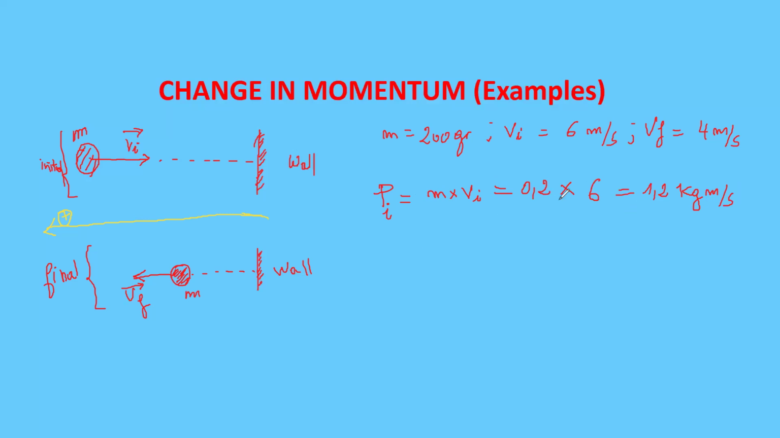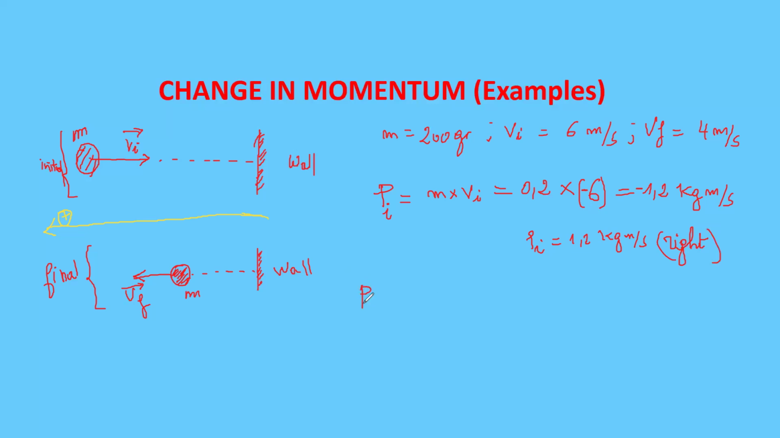Now here, the velocity VI is oriented to the right. However, my selected positive direction is to the left. So I have to add a minus here. Pay attention here. We have to add a minus because I have an opposite direction. So the result is minus 1.2 kilogram meter per second. Or I can write Pi is equal to 1.2 kilogram meter per second, but I have to add rightwards, or to the right.